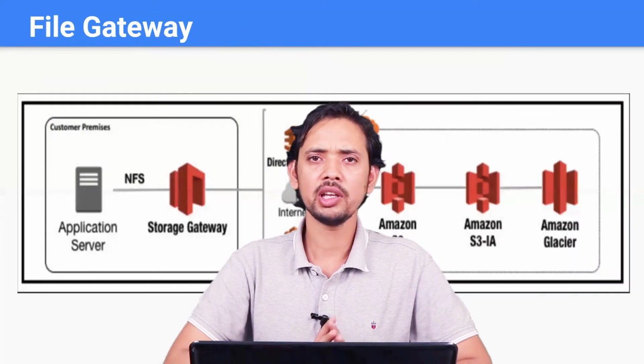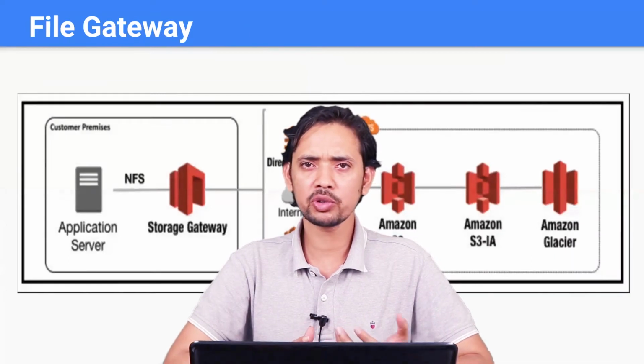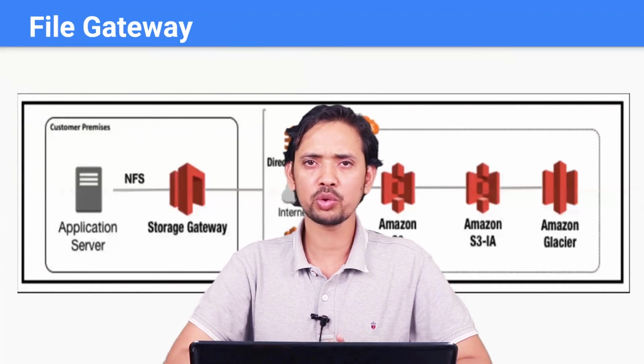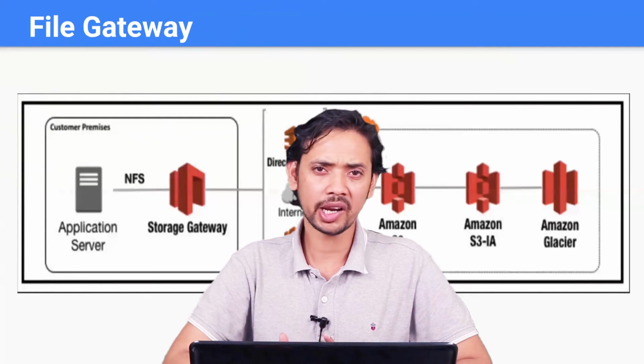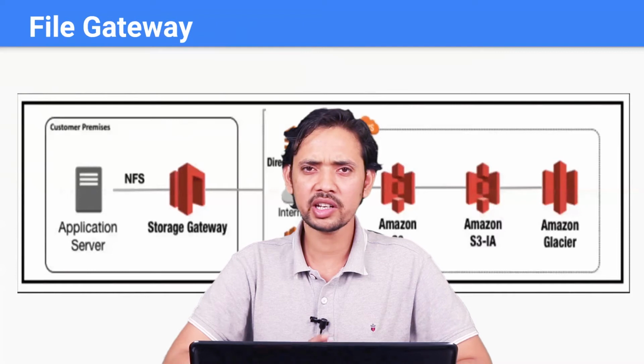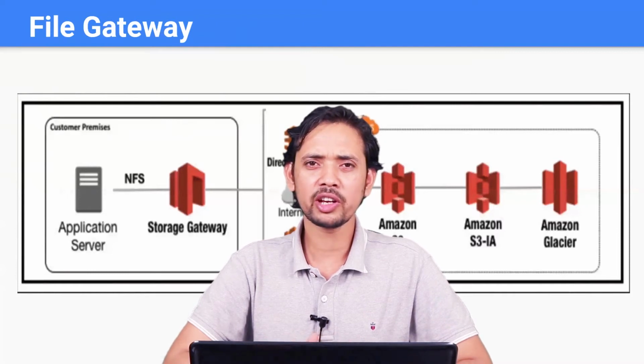So as you can see, the storage gateway is connected to those servers using an NFS mount point, and the data from storage gateway to the cloud is traveling through the internet. It can travel through Direct Connect if your data center is connected to your AWS account using Direct Connect, or it can go through some VPN tunnels that you have established between your data center and your cloud account.